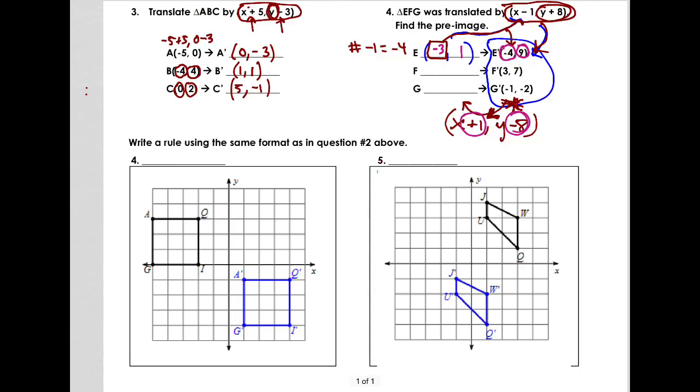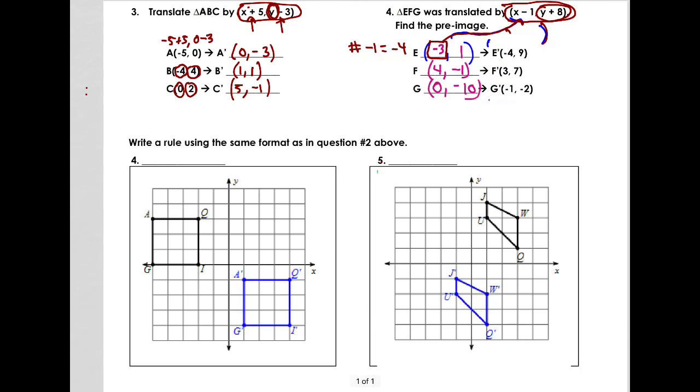So basically, if you have the image, go backwards to find the pre-image. So for 3, instead of minus 1, we're adding 1, and instead of plus 8, we're subtracting 8. So 3 plus 1 is 4. And 7 minus 8 is negative 1. So that was 3 and 7. So now G prime, to go backwards, negative 1 plus 1 is 0. Negative 2 minus 8 is negative 10. Now, one thing to do just to make sure you're right, I know this is really messy now, let me erase this.